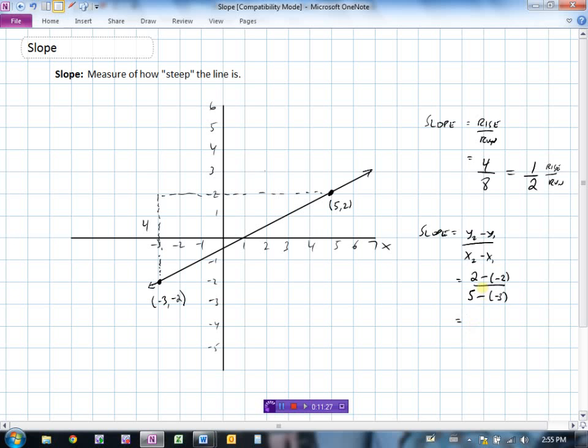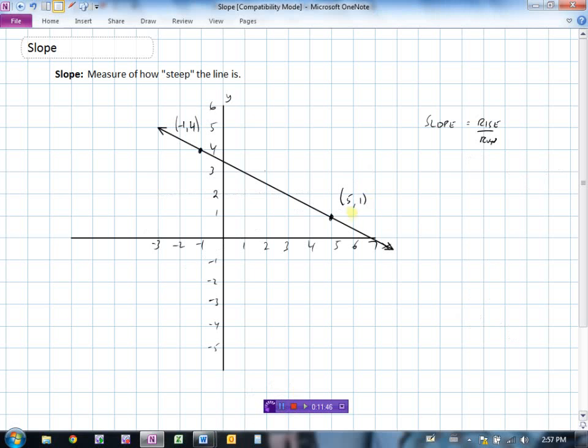And so 2 minus minus 2 is 4, 5 minus minus 3, that's like 5 plus 3, which is 8. 4/8 is 1/2. So there I found the slope of that line as well. Check out one more here.